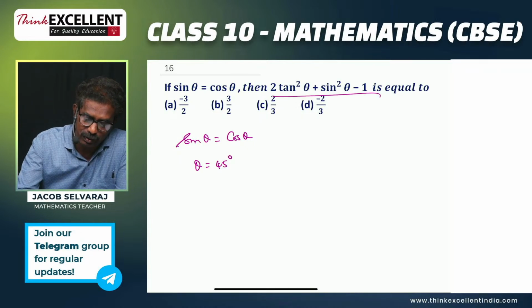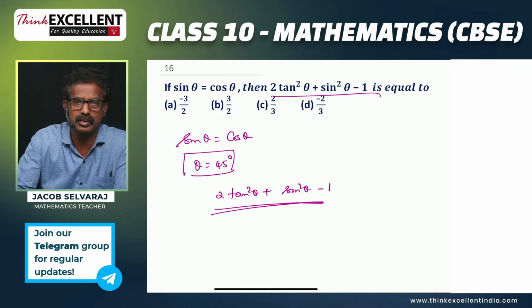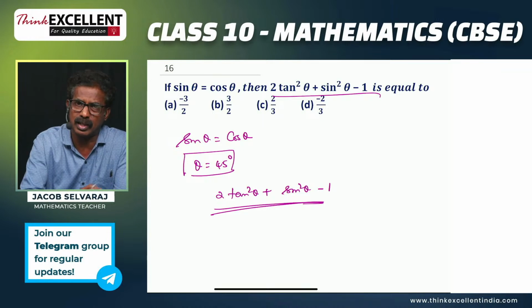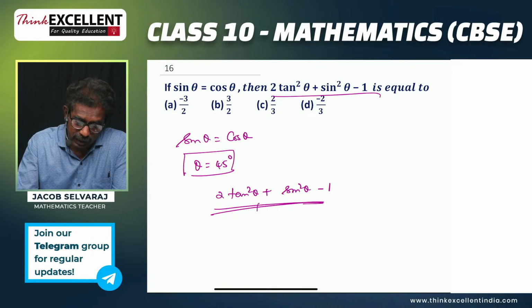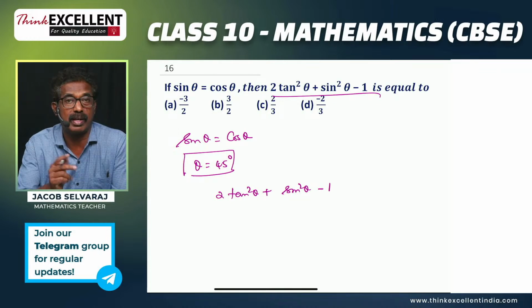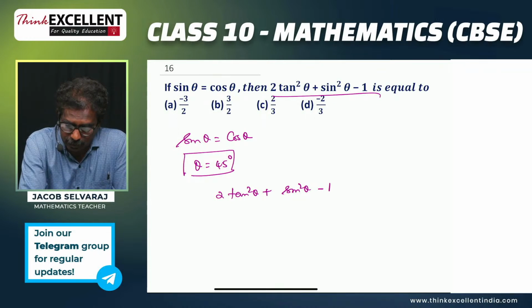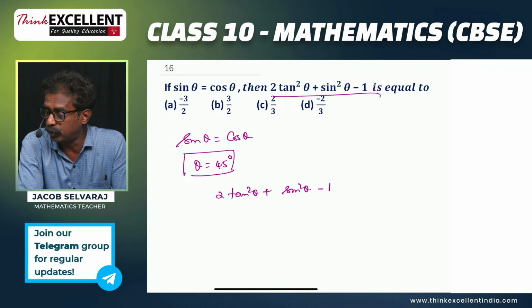They asked to find the value of 2 tan square theta plus sin square theta minus 1. Very simple. Theta value you know, 45. Just substitute. Only two things: be thorough with identities and the trigonometric table. If you are thorough with that, you can answer any question. Okay, the skill you develop. So now theta is 45. Just substitute and try to simplify this quickly and do the calculation part carefully. So tan 45 value you need. Tan 45 is 1. Then sin 45 also we need, right? Sin 45 is 1 by root 2. Substitute and try to simplify this.